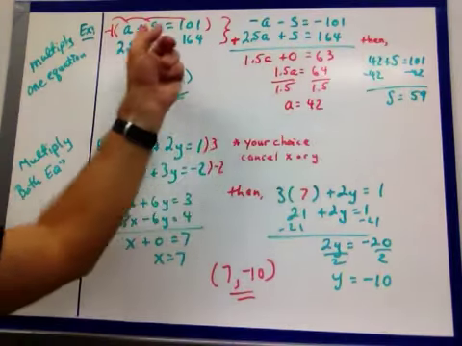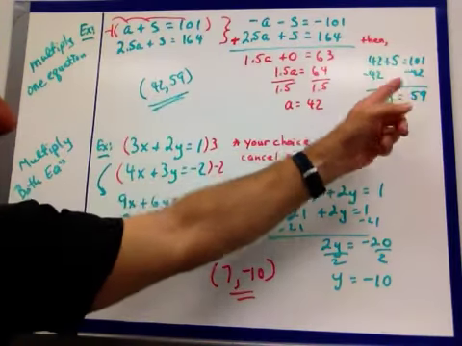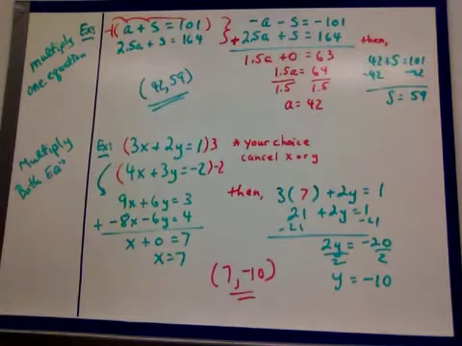Then stick in 42. I went back to my original first equation. 42 plus s equals 101. Subtract it over. s is 59. 42, 59. When they don't give you, when it's other letters, I usually do it alphabetical. a comes before s, so 42, 59. And then sometimes you got to multiply both equations.